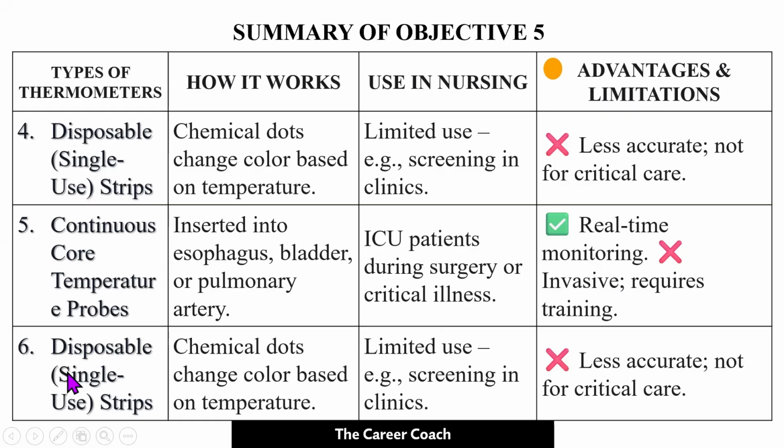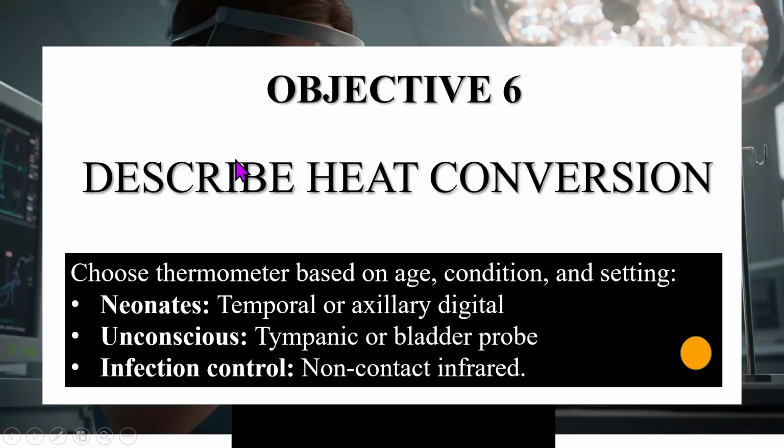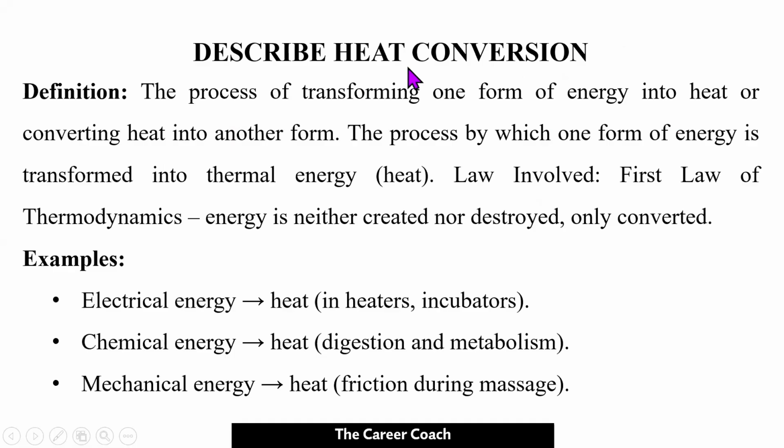Number 6, disposable single-use strip. How does it work? It works by chemical dots changing color based on temperature. Okay, I think we've seen this before. Let's continue. Objective number 6 says describe heat conversion. Heat can be converted.